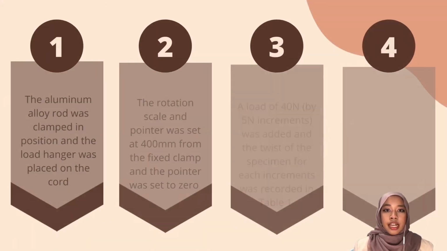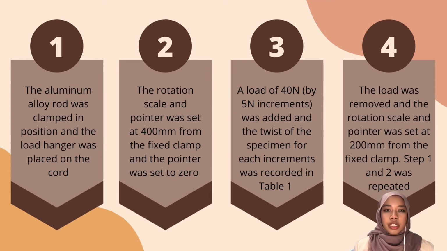So, firstly, the aluminium alloy rod was clamped in position and the load hanger was placed on the cord. Next, the rotation scale and pointer was set at 400 mm from the fixed clamp and the pointer was set to 0. Then, a load of 40 Newton by 5 Newton increments was added and the twist of the specimen for each increment was recorded in Table 1. And after recording, the load was removed and the rotation scale and pointer was set at 200 mm from the fixed clamp. Step 1 and Step 2 were repeated.